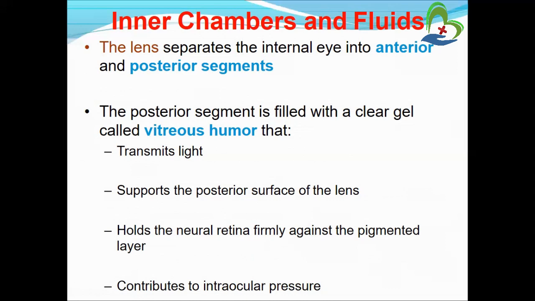Okay, and hold the neural retina firmly against the pigmented layer and contribute to the intraocular pressure. This is the main point: the vitreous humor contributes to the intraocular pressure. If it is collected at the optic disc or the intraocular pressure increases, it will damage our optic nerve and a disorder occurs in the retina. So this is the main portion of the vitreous humor, which is present in our retina and transmits the light. It is a clear gel situated in the posterior segment.